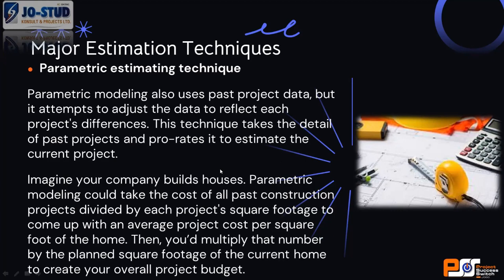Now, imagine your company builds houses. Parametric modeling could take the cost of all past projects, divide by each project's square footage to come up with an average cost per square meter for the home. Then you multiply by the planned footage of the current overall project.